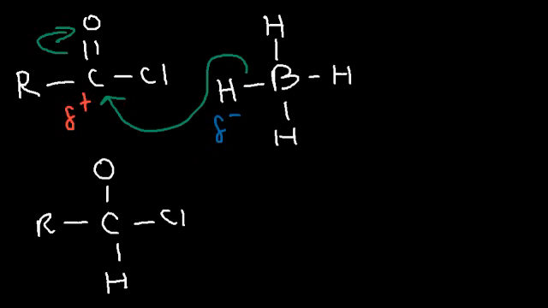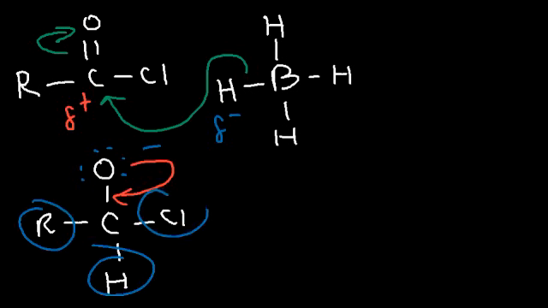So here's the hydrogen that we added, and this oxygen now has a negative charge. Once we form this tetrahedral intermediate, it's going to collapse. Oxygen is going to use this lone pair to reform the double bond, and it's going to kick out the leaving group, the one that's easiest to kick out. Is it easier to remove the R group, the hydrogen, or the chlorine atom?